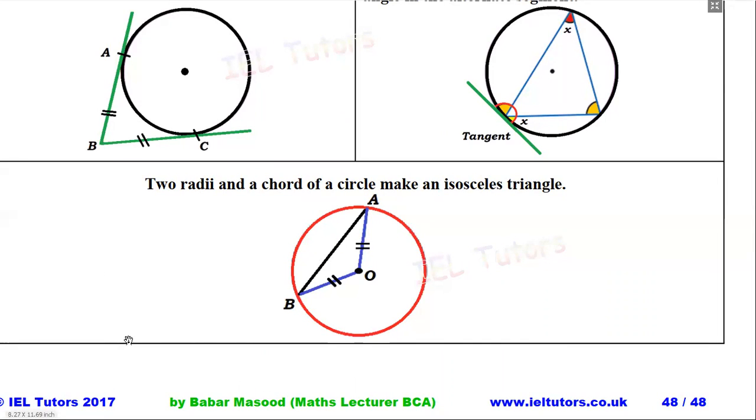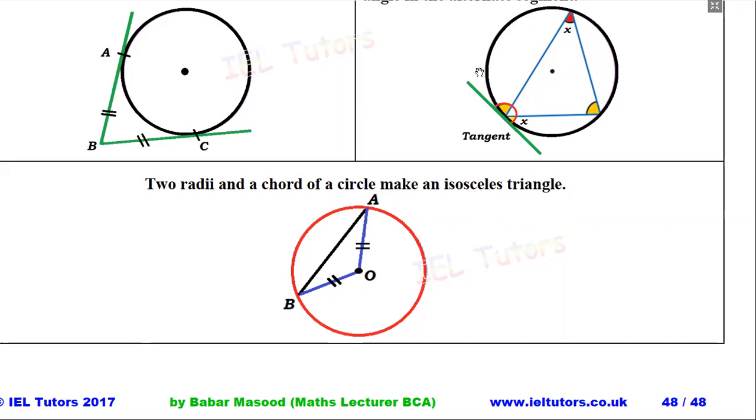Let's move to the next circle theorem. It says two radii and a chord of a circle make an isosceles triangle. The word radii is the plural of radius, and an isosceles triangle is a triangle that has two equal sides. The third side is of a different length.